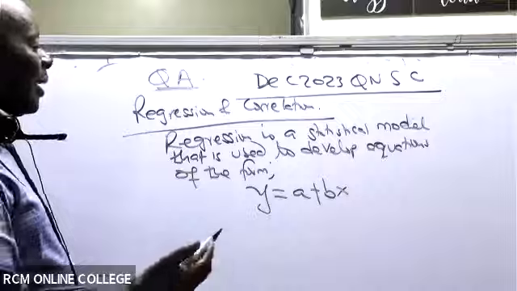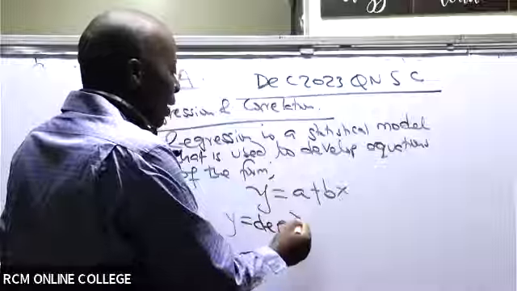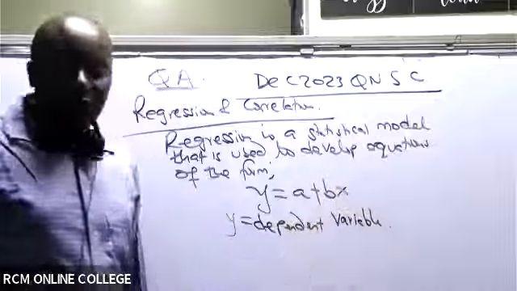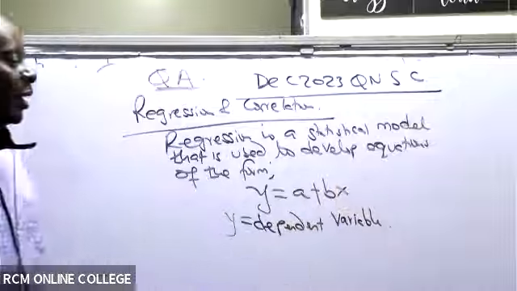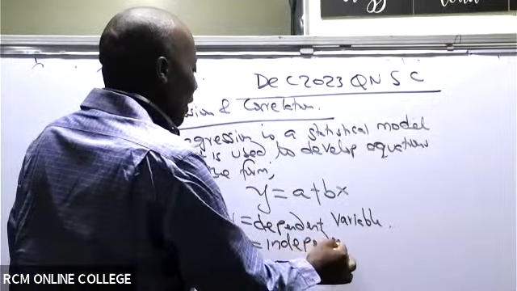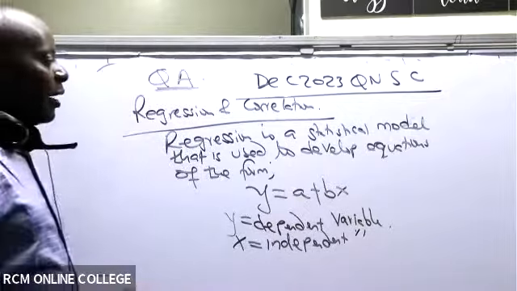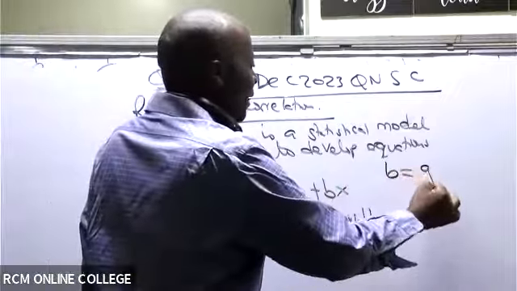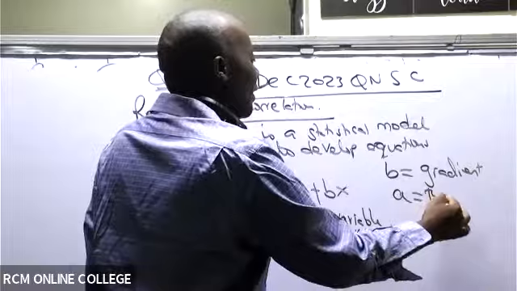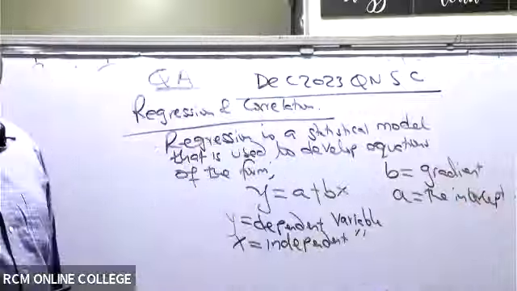All right. Remember that this y is what we call the dependent variable. Then we have x. X is what we call the independent variable. Then we have b. B is the gradient. And a is the y-intercept, or just the intercept.